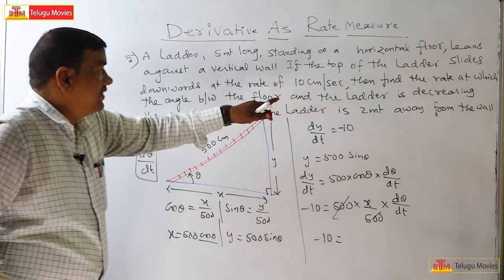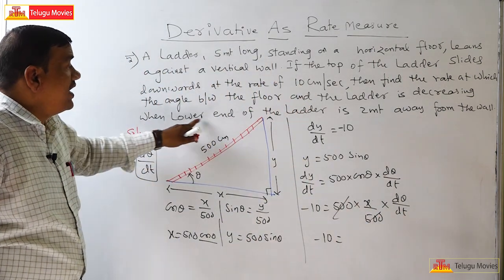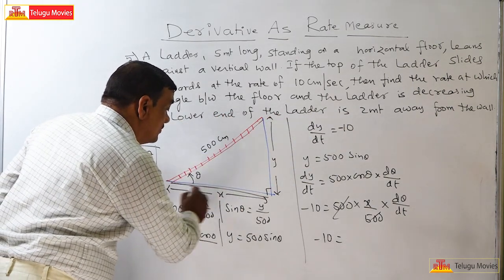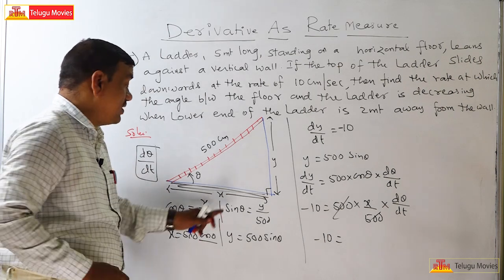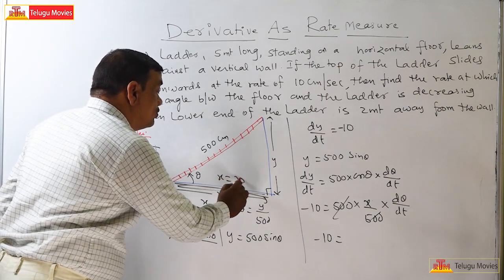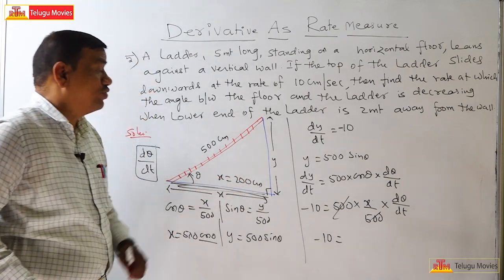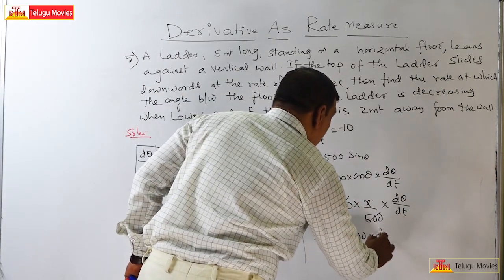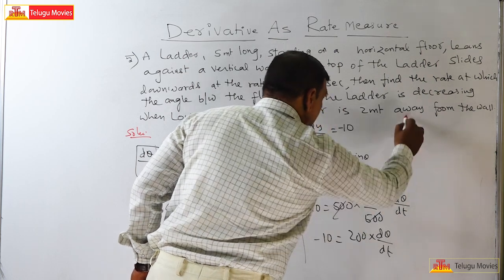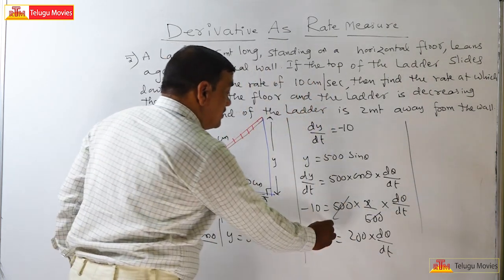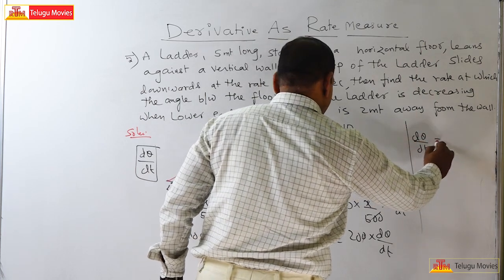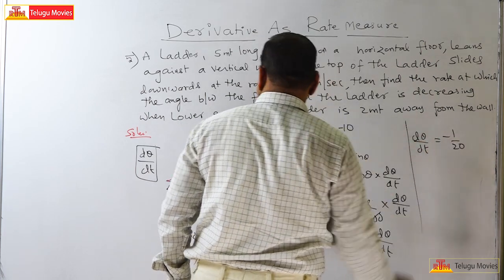See, the lower end of the ladder is 2 meters away from the wall. That means x is equal to 200 centimeters. 2 meters means 200 centimeters. So this is equal to 200 into d theta by dt. Okay? Any more cancellations? One will go. So d theta by dt is equal to minus 1 by 20.